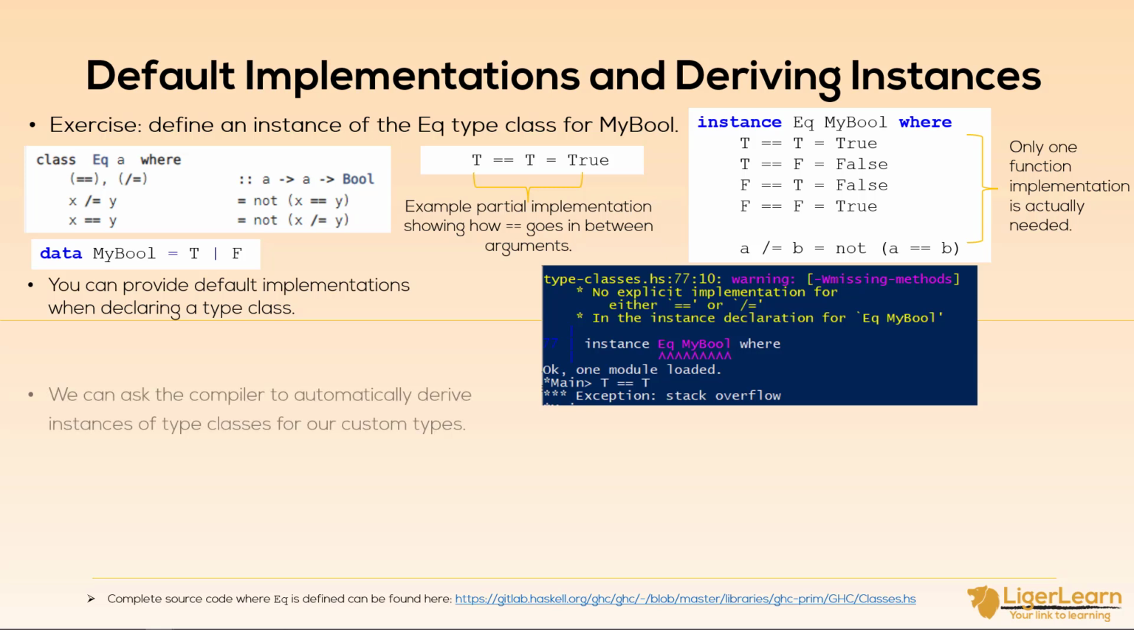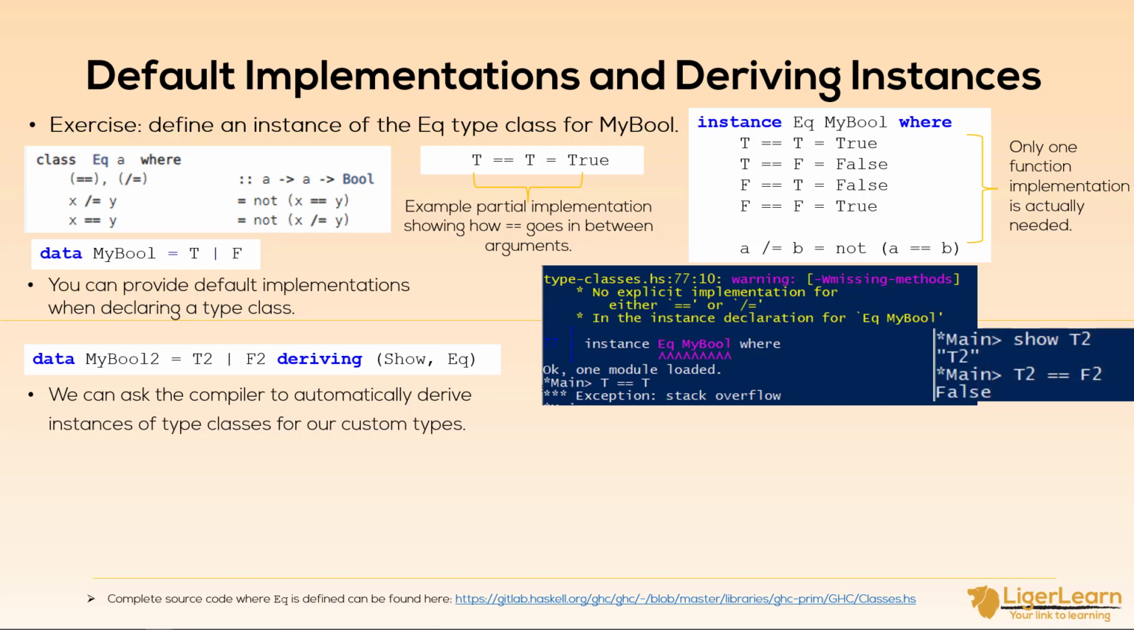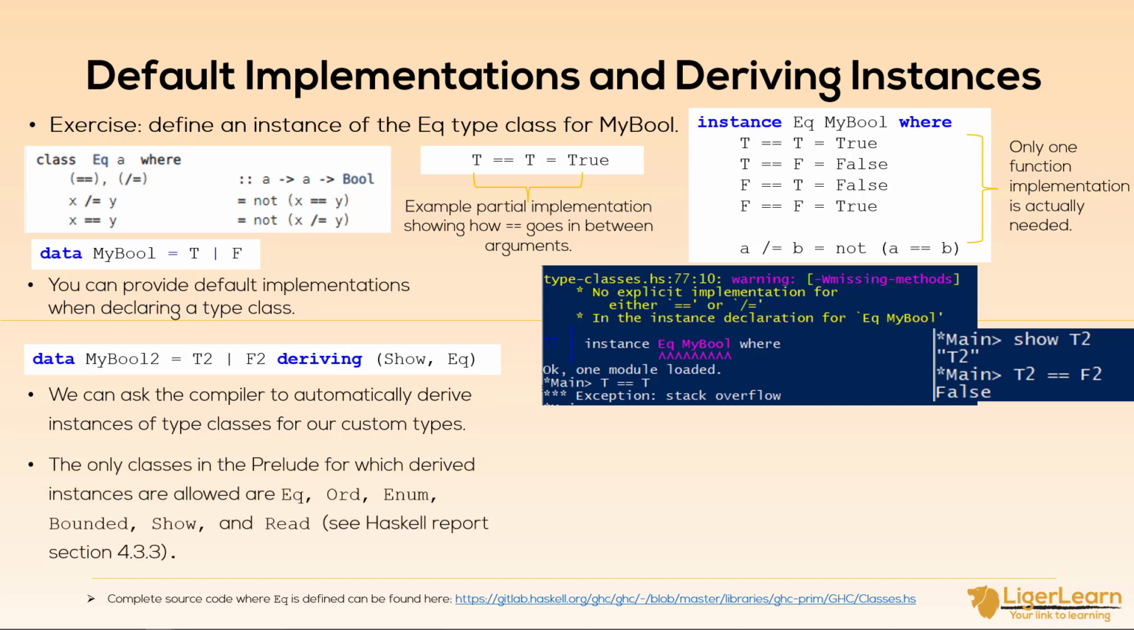We can actually ask the compiler to automatically derive instances of type classes for our custom types by adding a deriving clause to our type declarations. Here is an example where we are defining a type called myBool2. We add the deriving clause to the end of the declaration and instruct the compiler to generate instances for our type for the show and EQ type classes. And so now we can use the show and equals functions without having to write any specific implementation. The only classes in the prelude for which you can derive instances for are EQ, Ord, Enum, Bounded, Show, and Read.